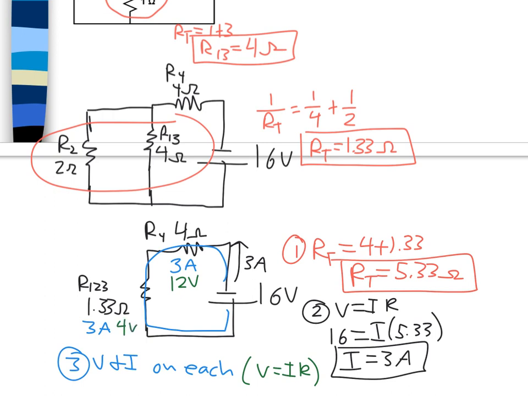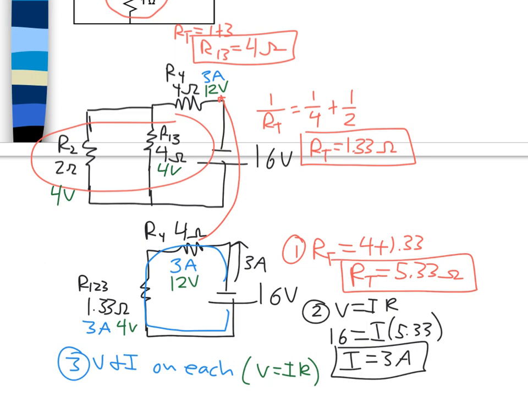And now we're going to step it back 1, okay? So the 3 amps and the 12 volts on R4, that was the original resistor, so that just steps right back to here. Nothing changes. But I do see that this R123 really came from these two connected in parallel. Because they were connected in parallel, each one will get that full voltage, 4 volts and 4 volts on each one. And then I can do Ohm's law to get the current.